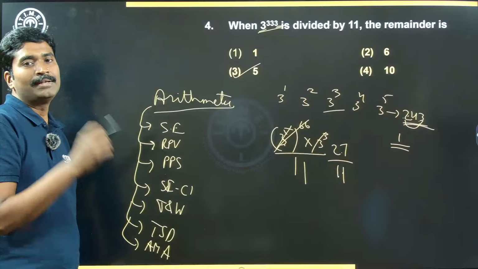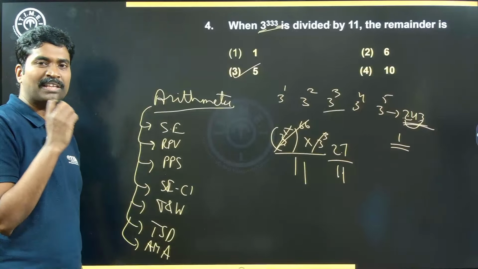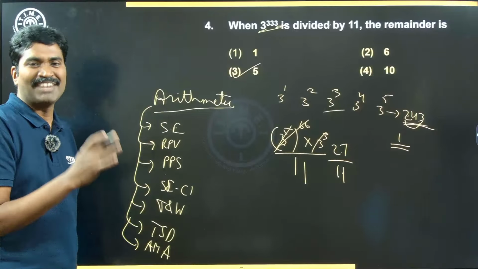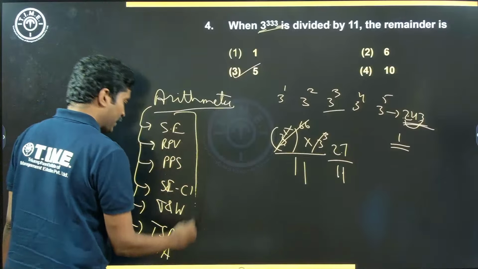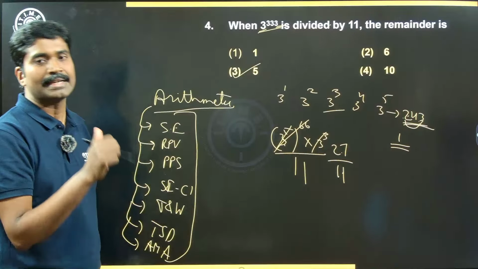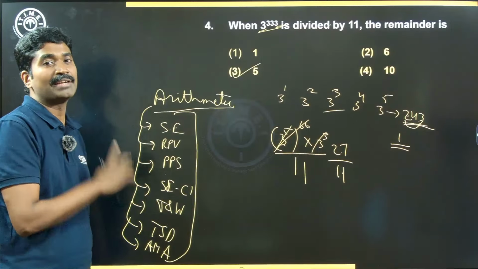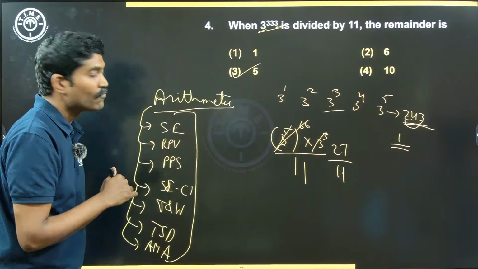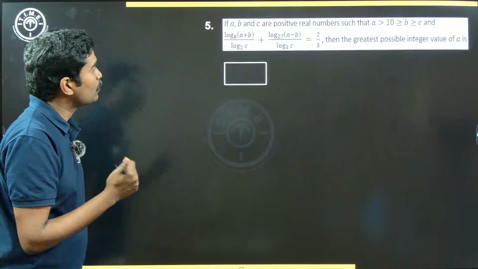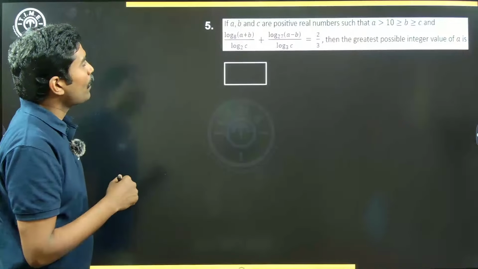Don't worry. Don't take too much stress. Let's make the best of the next 27 days. These 7 topics, arithmetic and so on, can get you to the 97 to 98 percentile if you get them right. Got it? 4th question done. Next one, guys. 5th question.